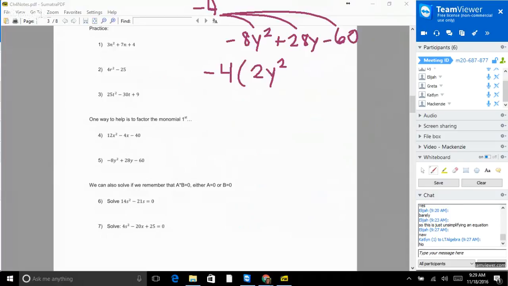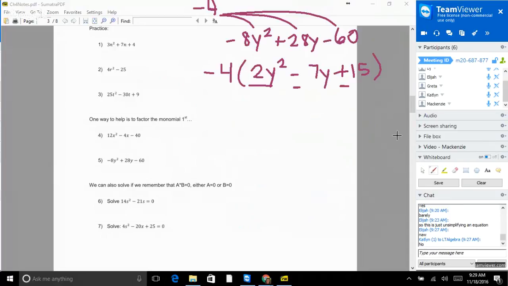Okay. If we pull a -4 out of 28, we're going to actually get -7y. And if we pull -4 out of -60, we're going to get +15. Okay. So can you see how that flipped all my signs by pulling the negative out? It flipped all 3 signs, which is a good thing because it's actually easier to factor when our first term is positive. So now we can get down to actually factoring what's left over.